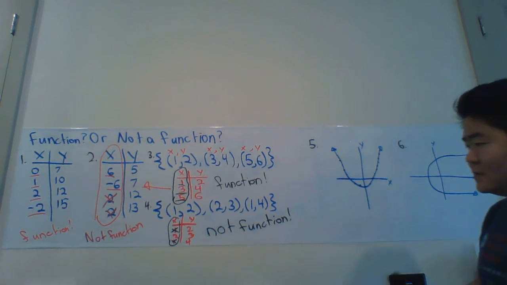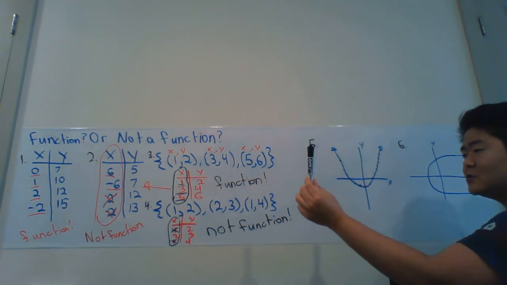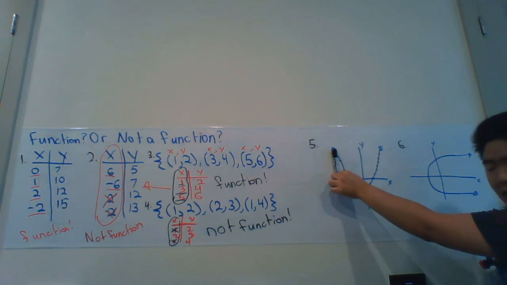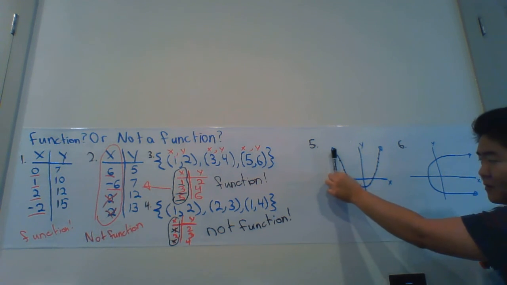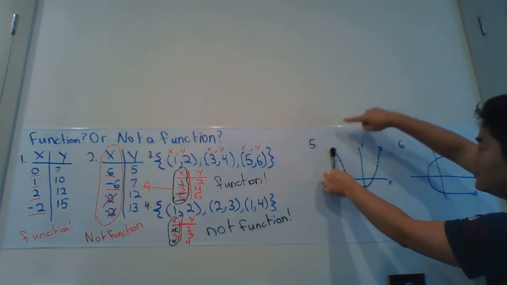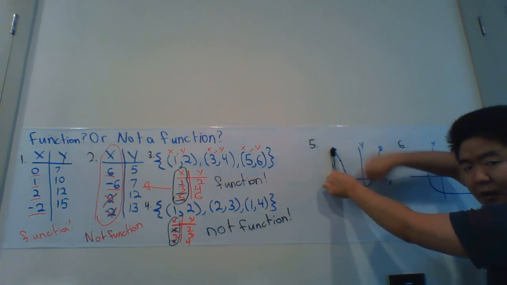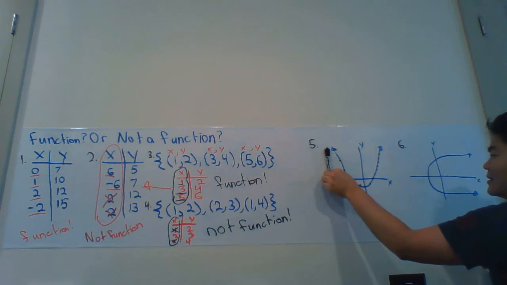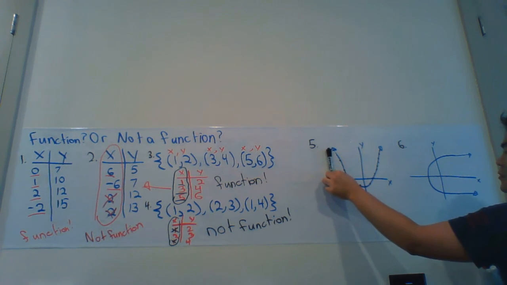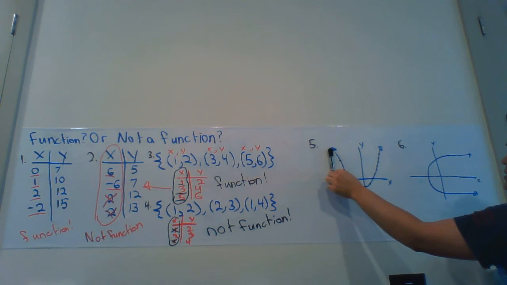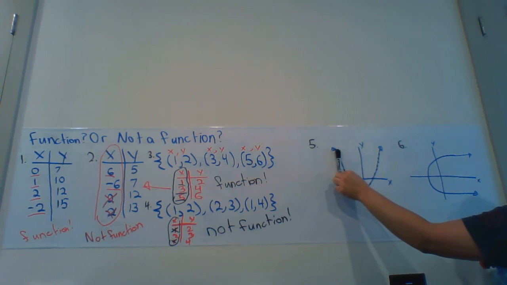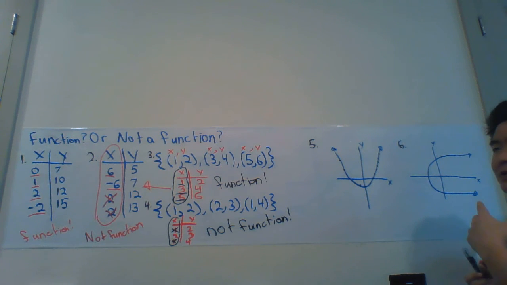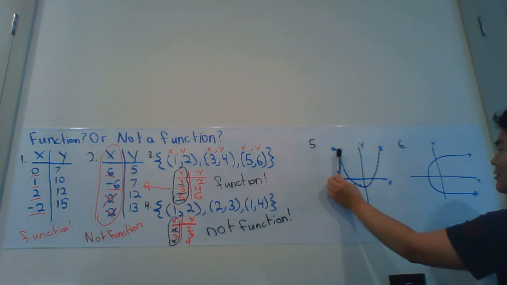And all you have to do, take your marker, your straight object, and plop it anywhere on the graph. Now you want to make sure it's going up and down though. That's what vertical means, right? Up and down. So I'm going to start on the left side of the graph. I'm going to move this marker to the right. And what I'm looking for is when does this marker hit the graph?